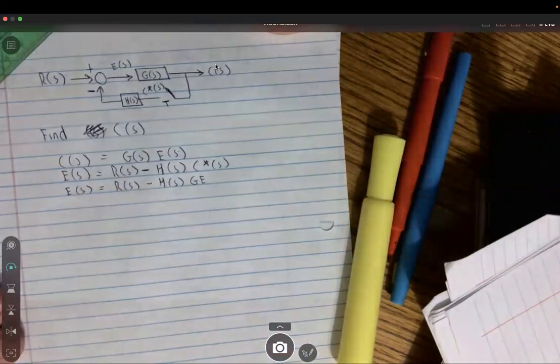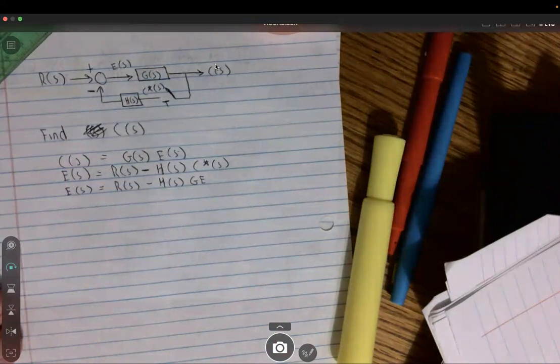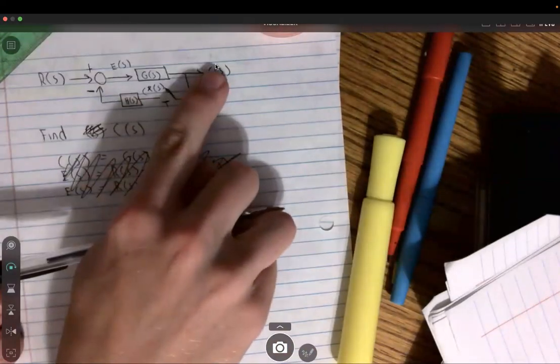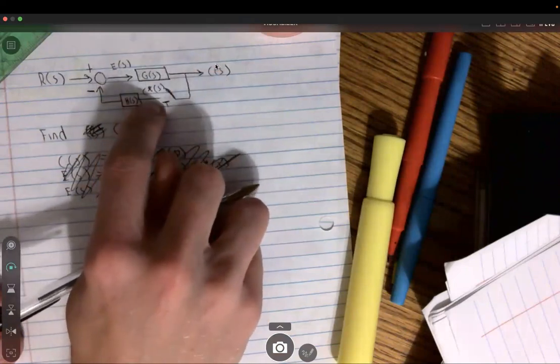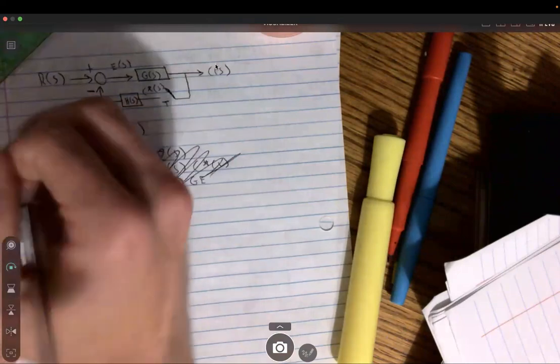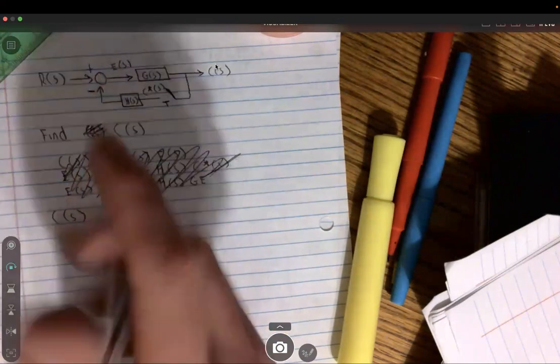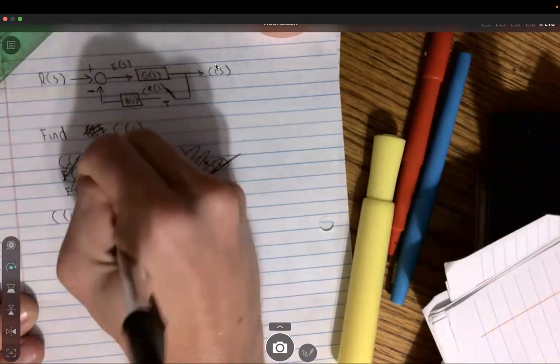Real quick, let's see. C of S is equal to, and then plugging this in, wait, let me see real quick. C of S is equal to G. Oh, wait, but the output of the switch, remember what I said, guys? Write your output in terms of the output of the switch, which is technically here. So writing our output, because there's no switch here, that's why you can't write it in terms of E of S.